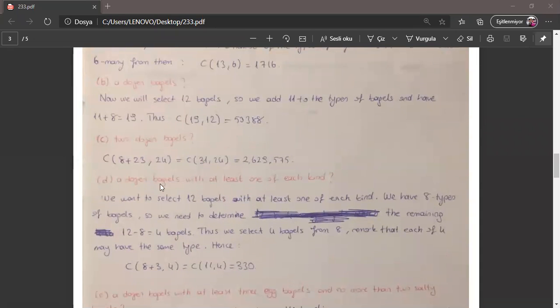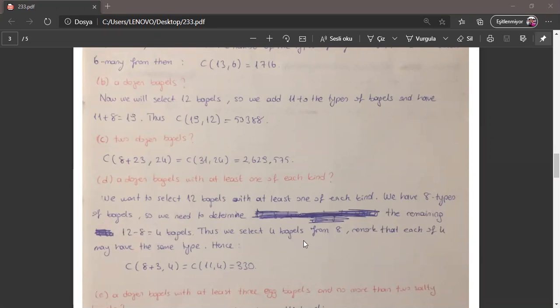Now, what about a dozen bagels with at least one of each kind? Now, we want to select 12 bagels, a dozen bagels, with at least one of each kind. So, remember, we had 8 types. Now, it's enough to determine the remaining 4 bagels, because for each type, we need to have a bagel. So we had 8 types, and we had to choose 12 bagels. So we have now 4 bagels. These 4 bagels can have any type of the bagels.